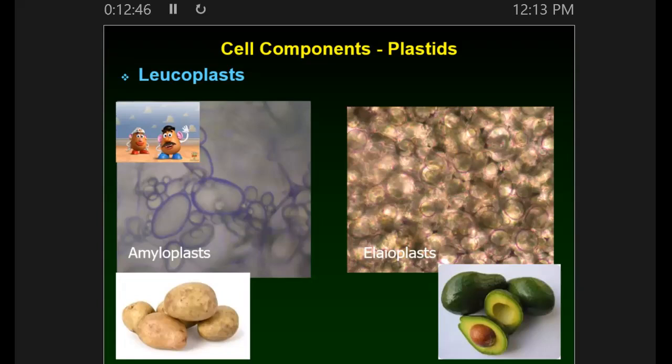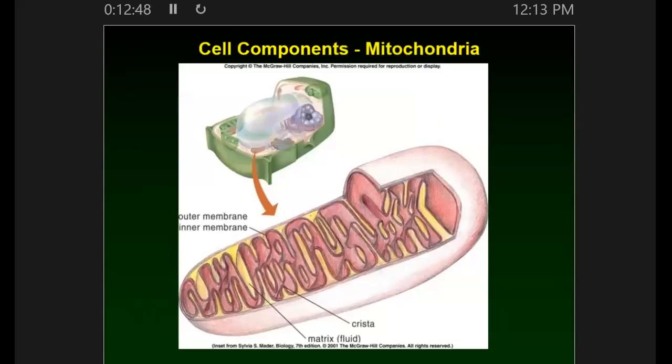So, ways to store important molecules for the plant. Mitochondria. Plants have mitochondria. Here you're seeing a very typical image, if you've taken any other biology class where they talk about mitochondria, that's the same idea. And so again, mitochondria have two membranes in plants, at least in the higher plants.